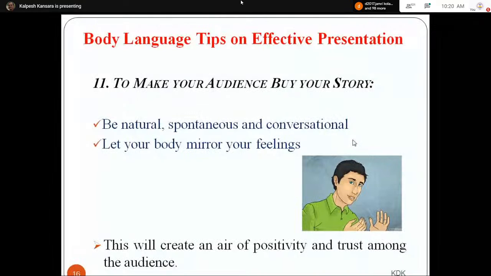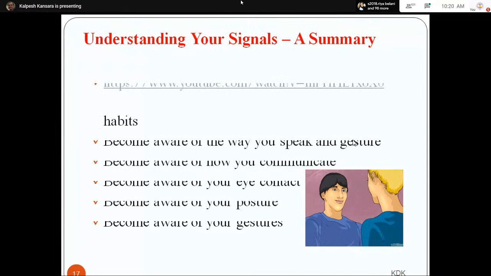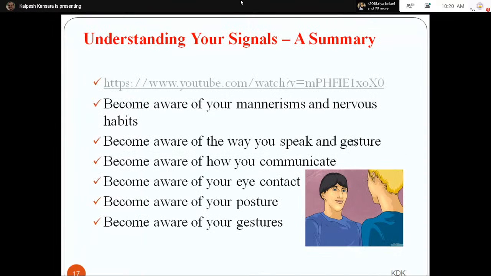The more you rehearse, the better you'll be able to communicate and pass on the information to the audience. Let your body mirror your feelings. So, what you are speaking should be in harmony with your body language. This will create an air of positivity and trust among the audience. So these were some tips which you need to consider when you are presenting yourself.